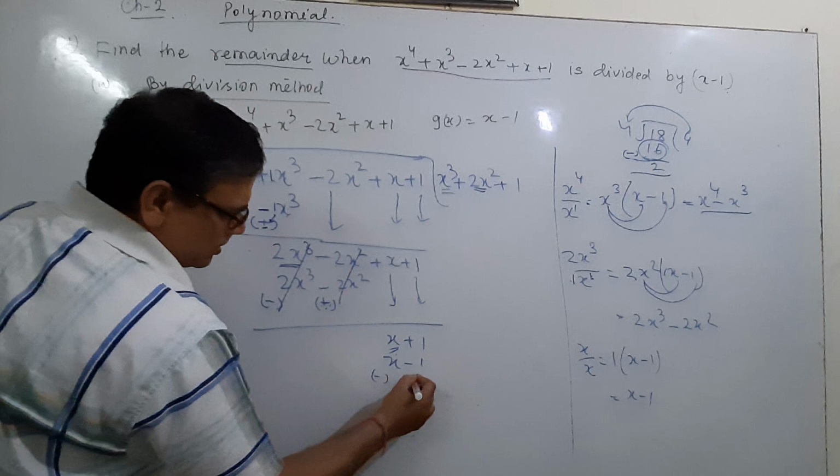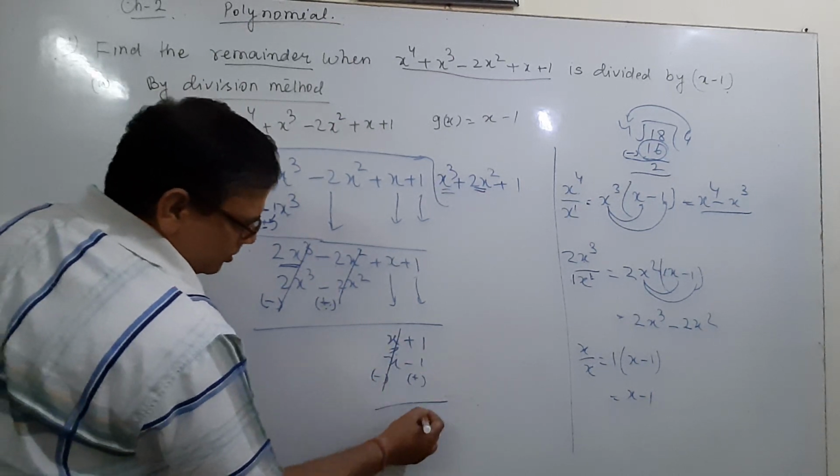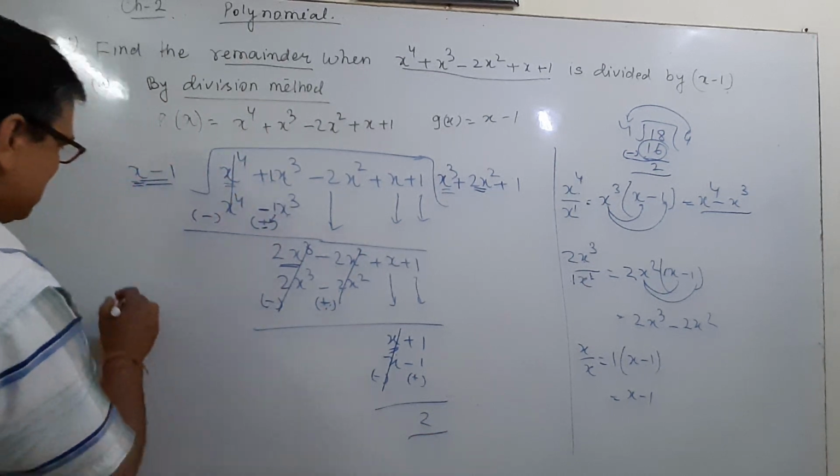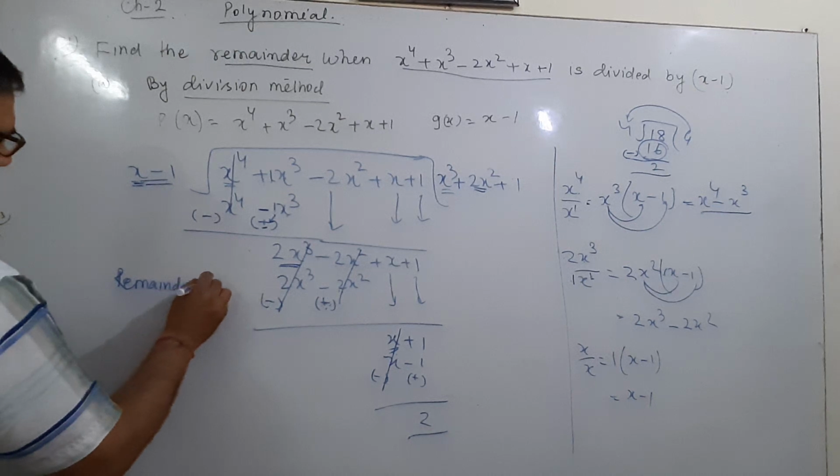And now same sign, and this x will cut. 1 plus 1, this is 2. So the remainder is 2. Remainder is equal to 2.